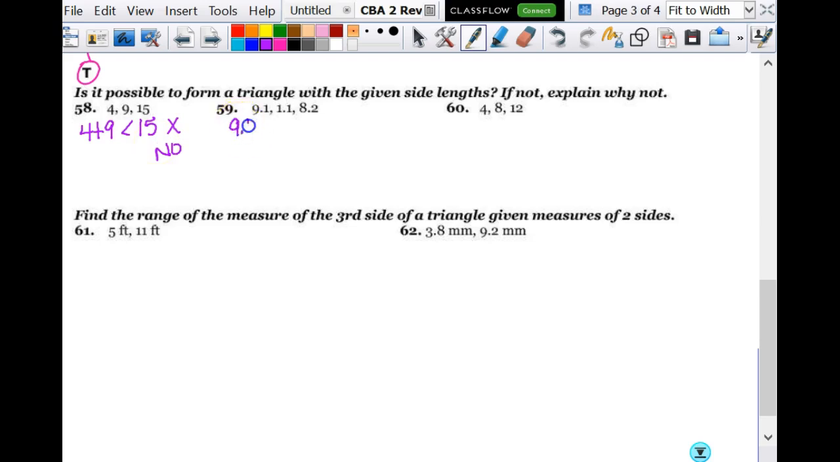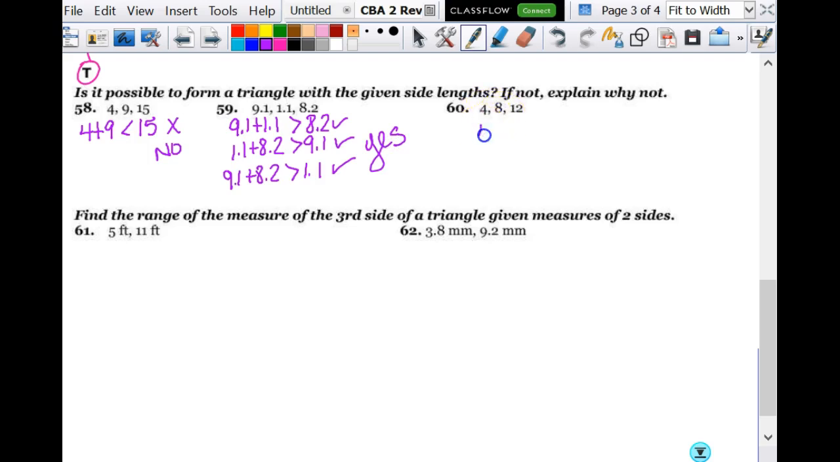Here, 9.1 plus 1.1, well, that's definitely going to be greater than 8.2, so that's good. Then if I do 1.1 plus 8.2, that would give me 9.3. That's greater than 9.1, so that's good. And then clearly 9.1 plus 8.2 is going to be greater than 1.1. Those all work. My answer is yes.